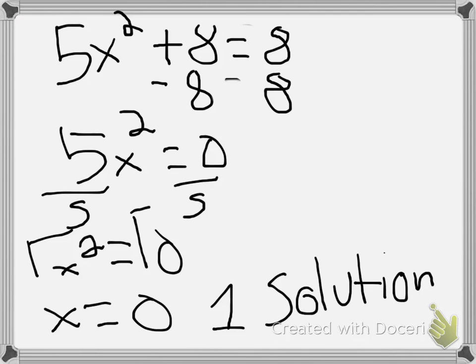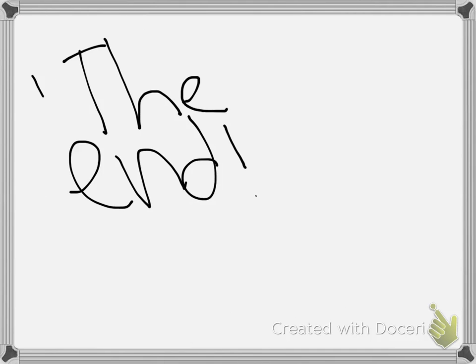A tip is that 0 has only one square root. And a common mistake is that people forget that if the answer is 0, you only have to write one solution. The end.